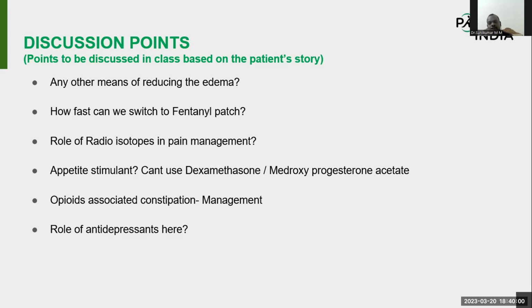Okay. Thank you. Sir, how frequently will you administer it? Because he was planned for chemo also. The bone marrow suppression will also be a side effect of radioisotopes. Just wanted to add to that point.